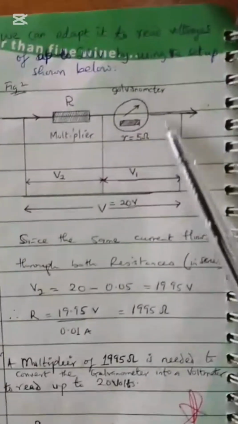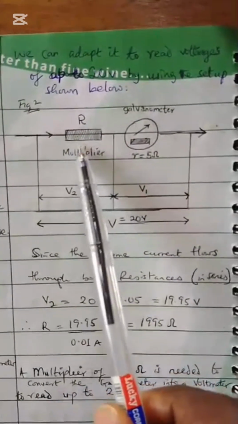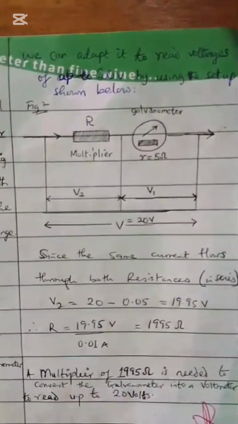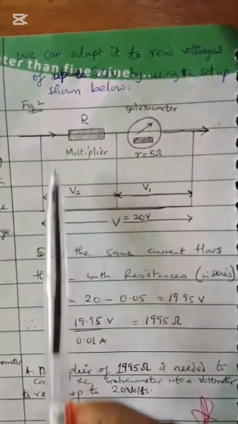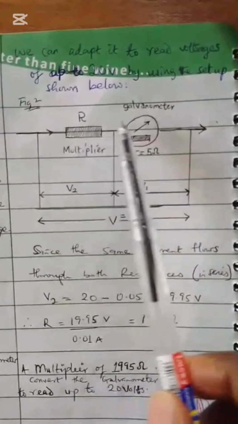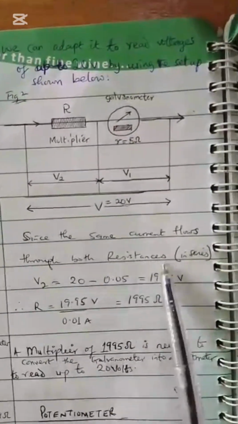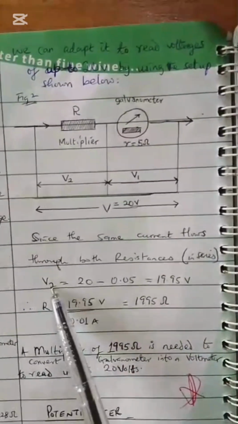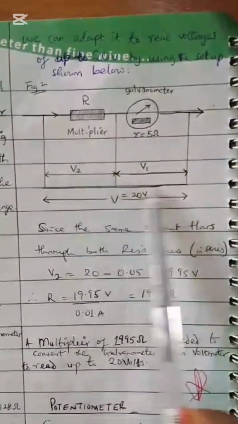Now you get a multiplier, you get a resistor. Remember they are in series, so the current that is passing through this resistor is the same current that will pass through our galvanometer. Since the same current flows through both resistances in series, and resistors in series split the voltage in two.